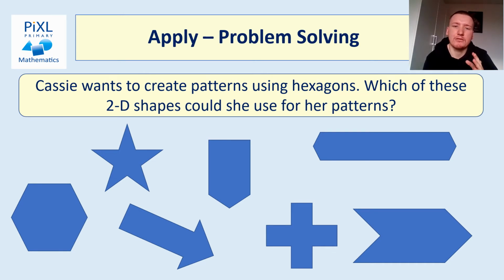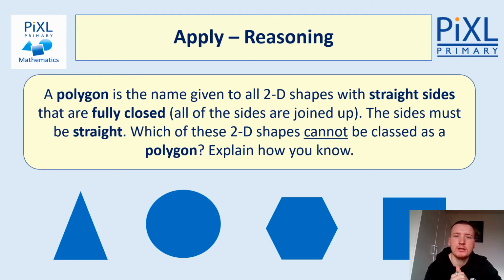Anyone that gets this correct will get a Wow Dojo. So pause the video, spend a couple of minutes working out your pattern, and if you get it correct, you get a Wow Dojo. My next question to you is, we should know what a polygon is. We have 4 different shapes on the board. What I want you to do is pick out the one that cannot be classed as a polygon.